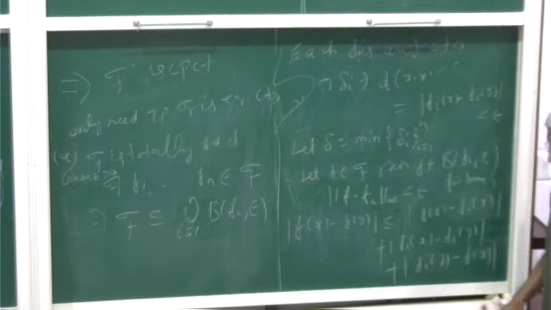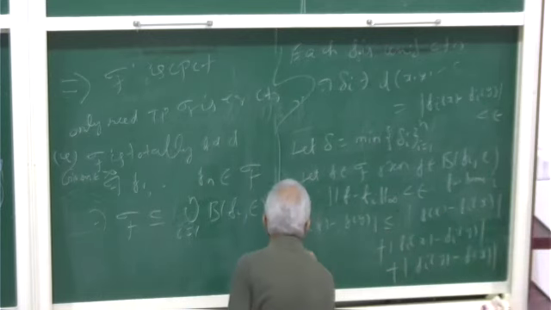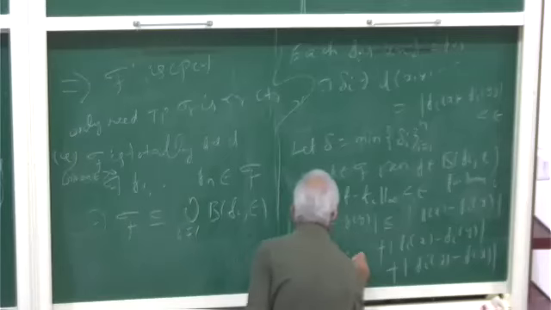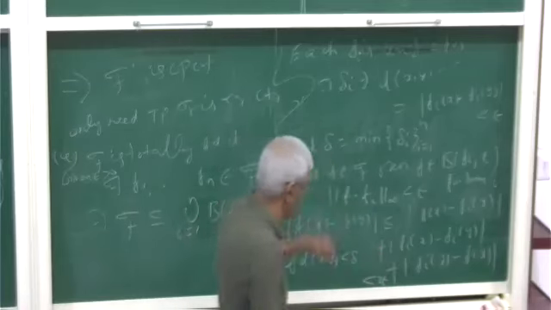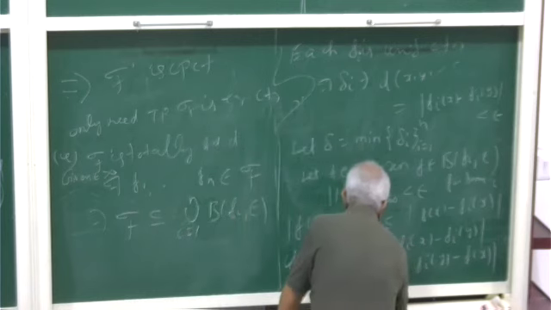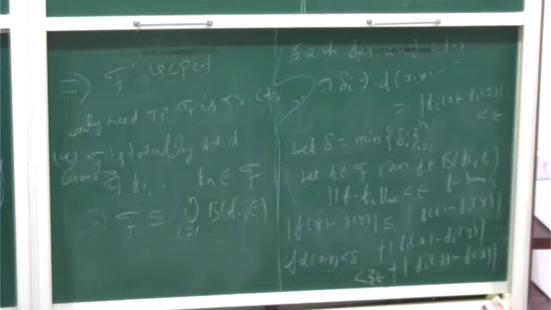This is less than epsilon, this is less than epsilon, this is less than epsilon. If d(x,y) is less than delta, then this whole thing is less than 3 epsilon. If you want, you take that to be, that's okay. You need to get some number times epsilon.